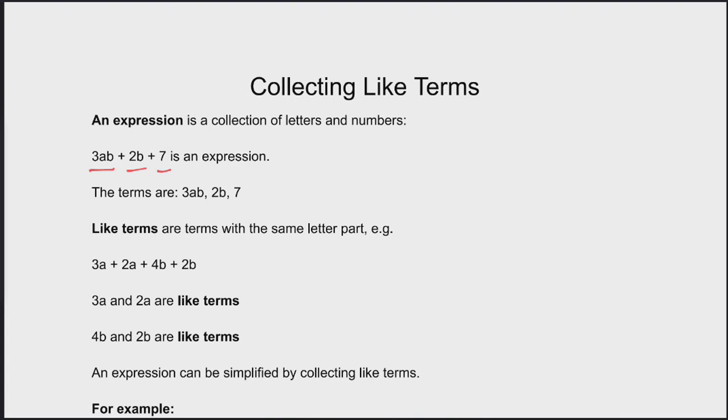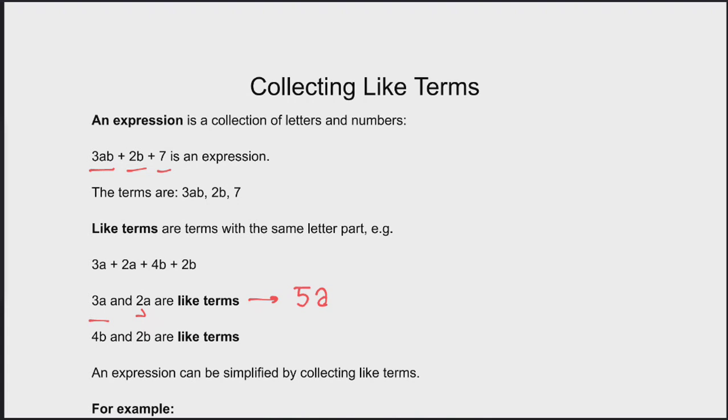Now, what do we mean by a like term? Like terms are terms with the same letter component. For example, in the expression 3a plus 2a plus 4b plus 2b, we find like terms by looking at each term and asking which has the same letter part. 3a and 2a both have that a in common, so they're like terms, and we can combine them: 3a plus 2a is simply 5a. You can ignore that letter part.